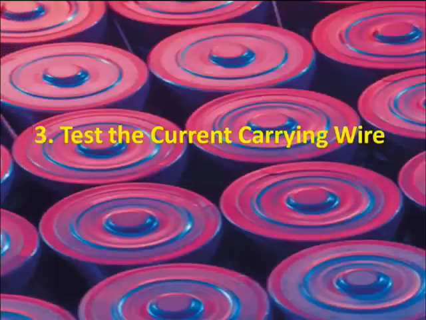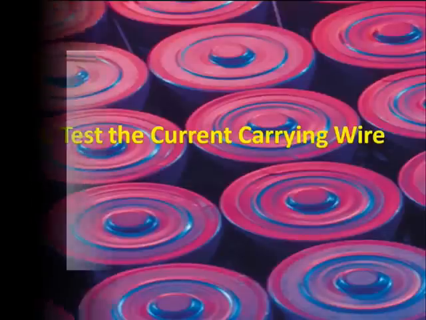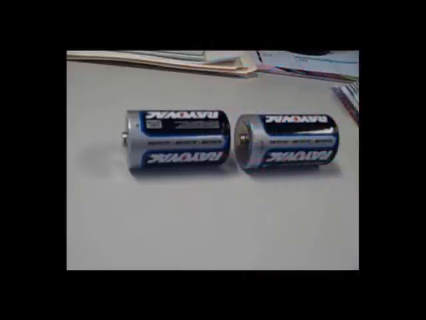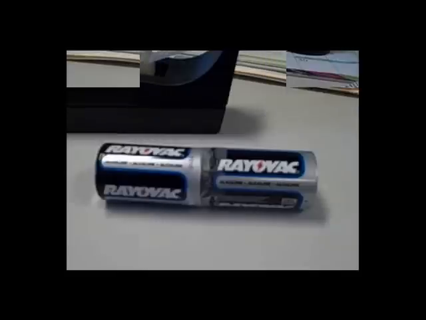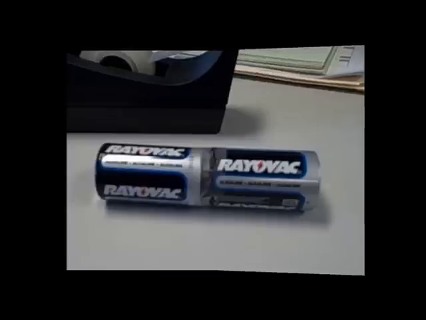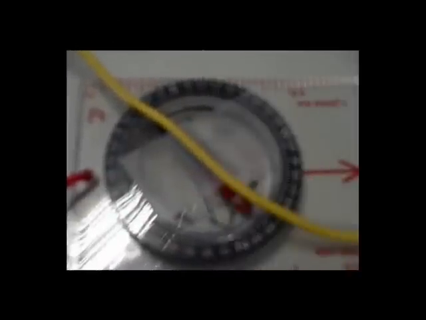Now you're going to test to see how a current carrying wire affects the compass. In order to make the battery pack, you're going to need 2 batteries of the same size. Tape the batteries together so that the negative end of the top battery is touching the positive end of the bottom battery. You're also going to need to tape your wire to the top of your compass in the same direction that the needle is pointing.